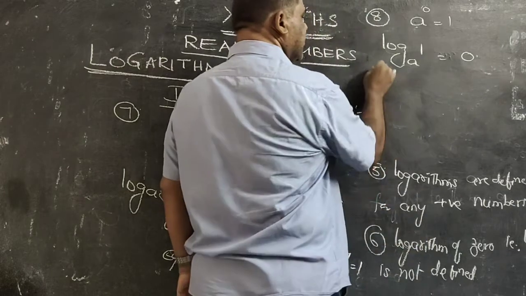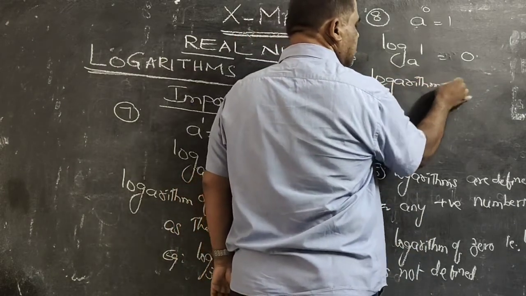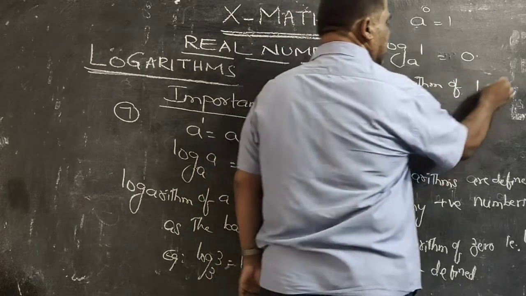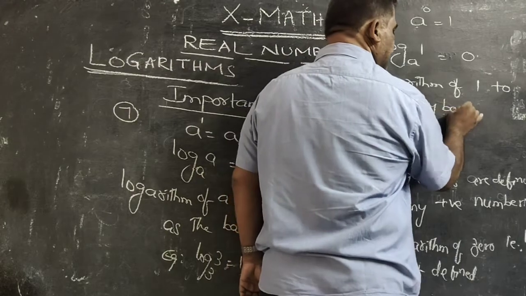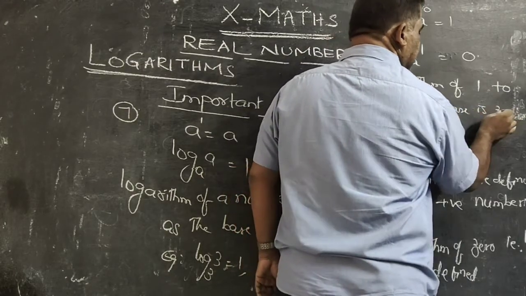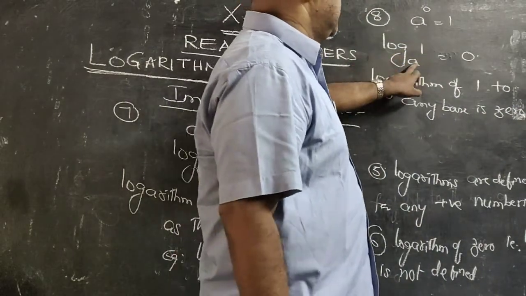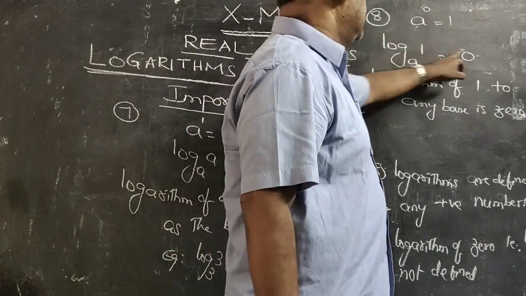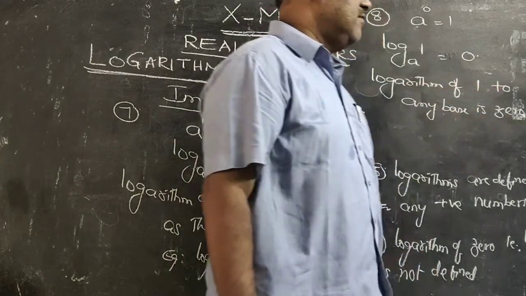That means logarithm of 1 to any base, whatever the base may be, is 0. Logarithm of 1, whatever the base may be, is always 0. So logarithm of 1 to any base is always 0.